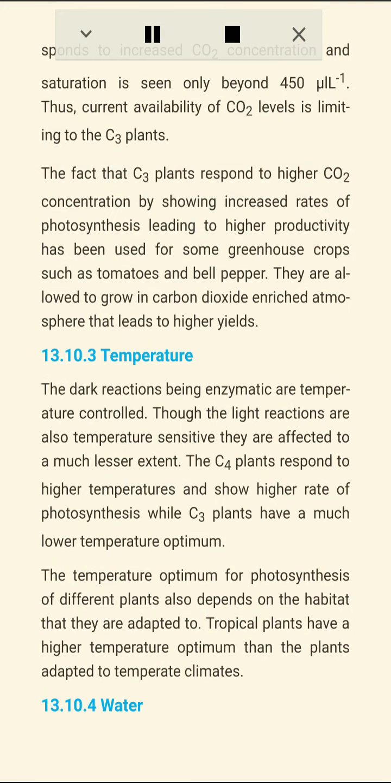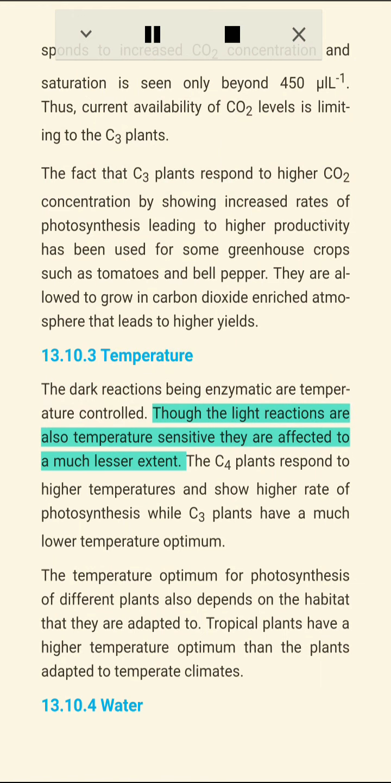The fact that C3 plants respond to higher CO2 concentration by showing increased rates of photosynthesis leading to higher productivity has been used for some greenhouse crops such as tomatoes and bell pepper. They are allowed to grow in carbon dioxide enriched atmosphere that leads to higher yields.